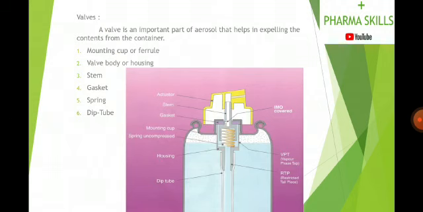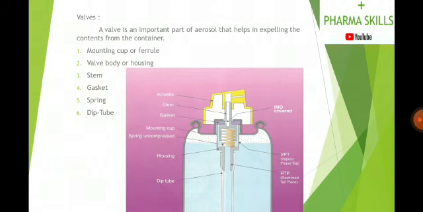Mounting cup or ferrule. The cup helps in proper attachment of the valve to the container. It is made up of tin plated steel or aluminium. The underside of ferrule is coated with epoxy or vinyl coating in order to prevent corrosion. This corrosion may be caused due to exposure of the cup to the contents of the container. Ferrules are made of aluminium or brass with their ends rolled under the tip of bottle for attachment purpose.